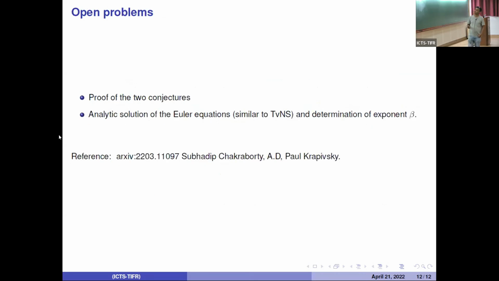I'll just end by saying that these are some open problems. There are these two conjectures we have. It seems very obvious, but it's very hard to prove. And then, of course, the analytic solution of the Euler equation, similar to the TVNS solution that Santosh talked about. Can one actually solve these equations analytically? This is the reference, which right now is on the arXiv. Thanks.